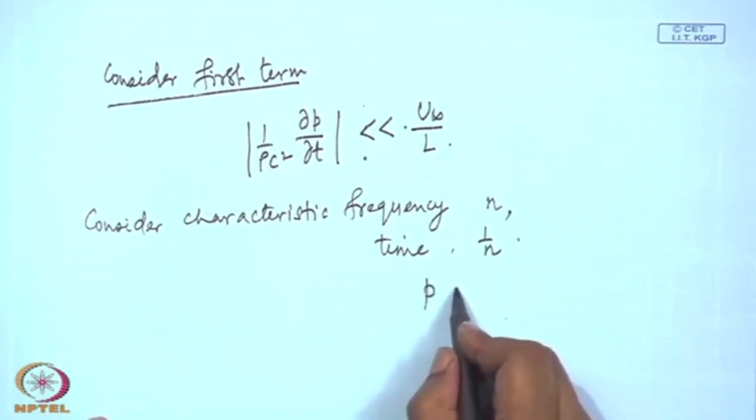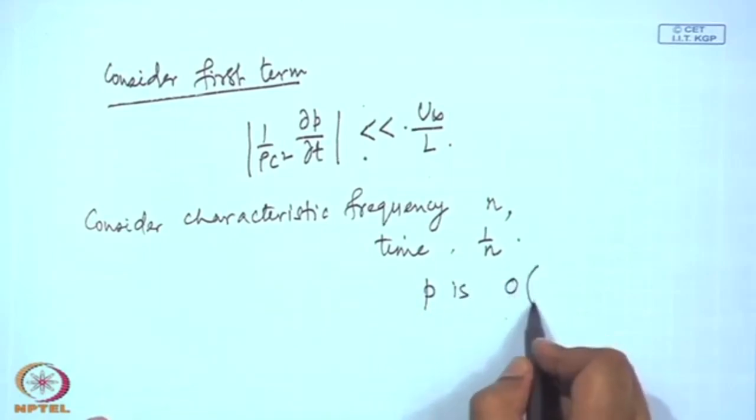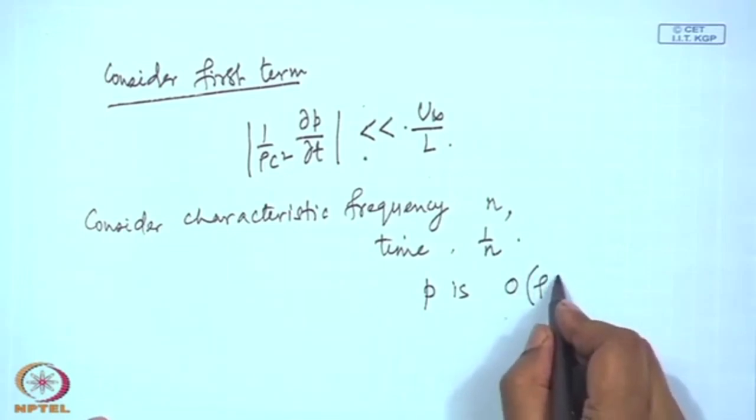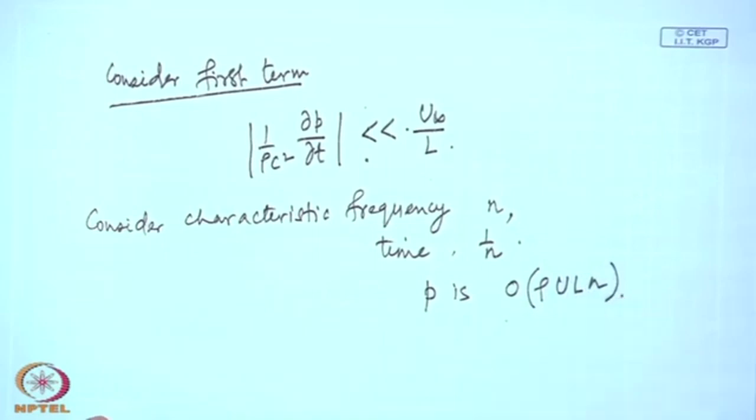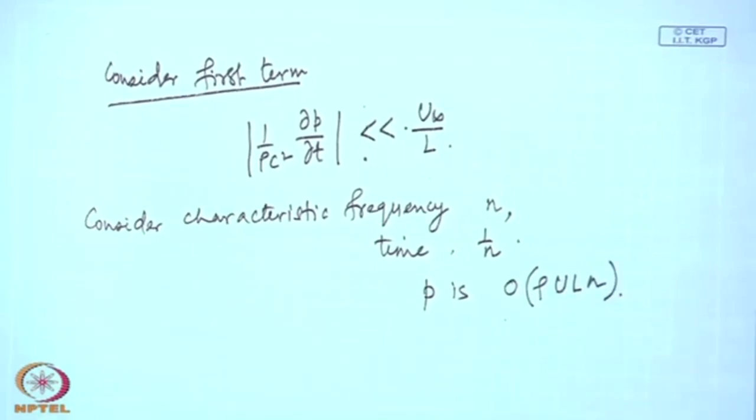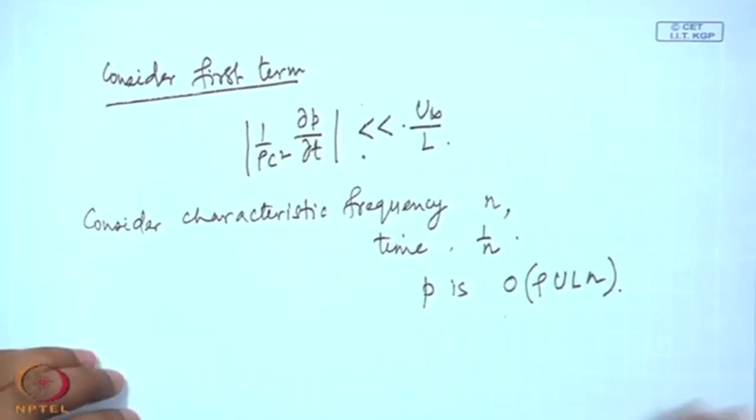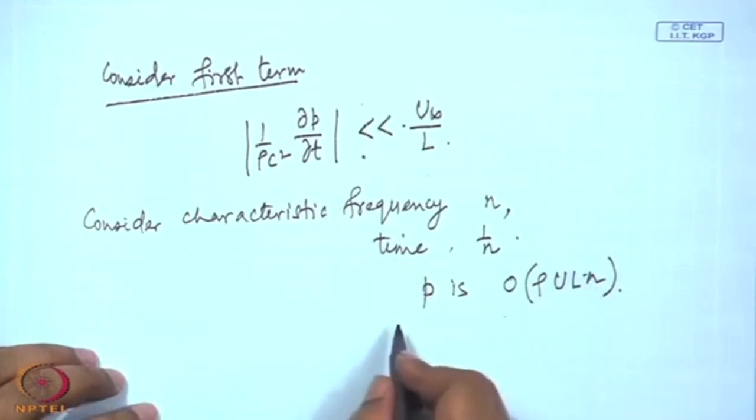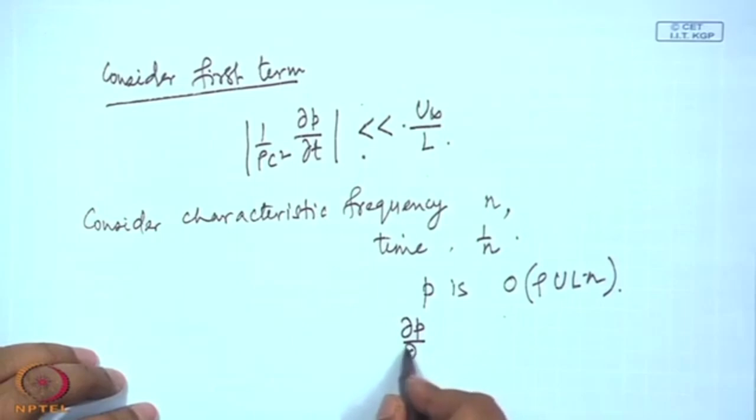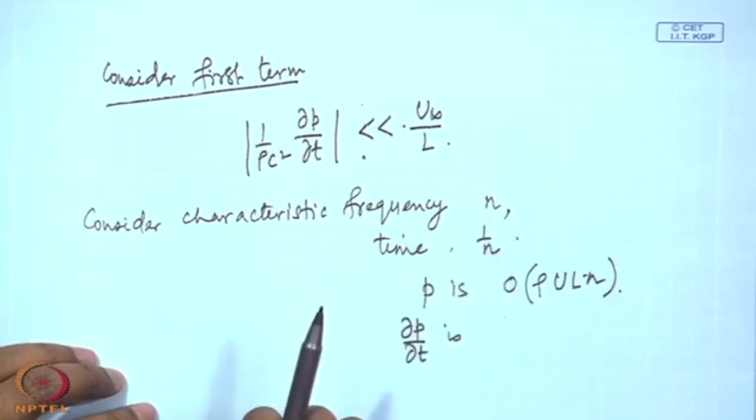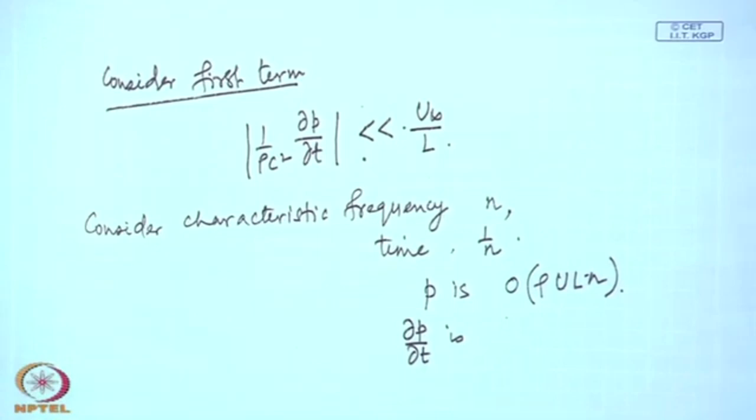Pressure will be of the order of, since the order of the frequency is n, so n times this change in momentum will occur, no? N times, that is why this rho u l, and then this dp dt is n. N is frequency, as you said, the characteristic frequency. Frequency of oscillation is changing with time, no, unsteady flow.